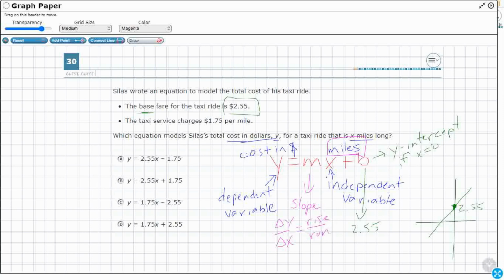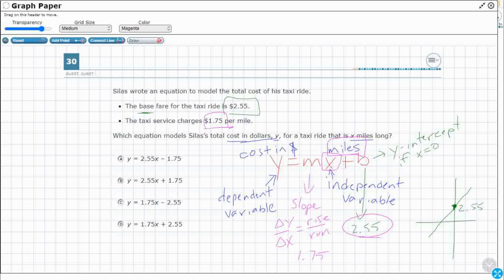But you know what? They've already given it to us. We've got 175 a mile. So per mile, this per means multiply. So we've got this 175. So you step into the cab, you're going to be charged $2.55. Then you are going to be charged $175 per mile, multiplied by mile on top of that.